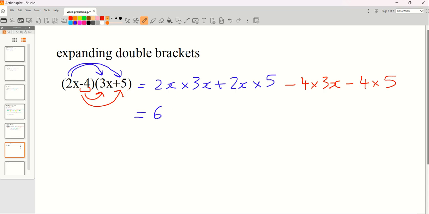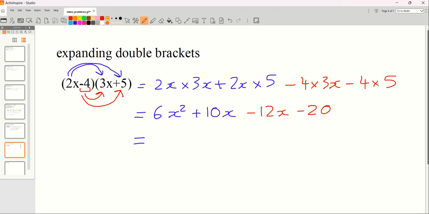2x times 3x is going to be 6. 2 times 3 is 6. X times x, it's the same letter, we would write x squared. Next up is 2x times 5. 2x times 5 is 2 times 5, which is a 10, and we just write an x behind it. For the next part, it is minus 4 times 3x, so it is minus 4 times 3 is 12, and we write an x behind it. And the last one is just minus 4 times 5, which is a minus 20.